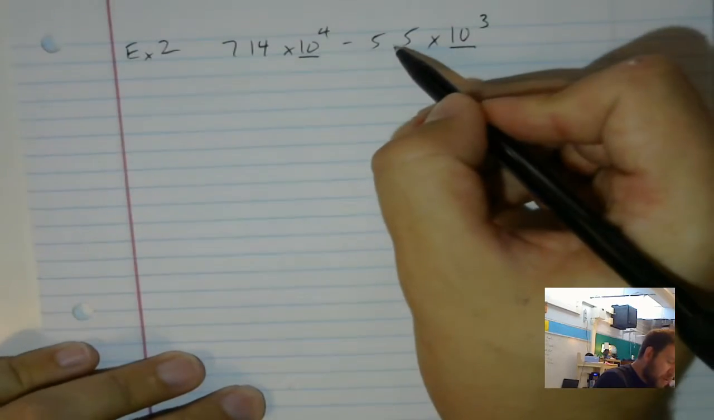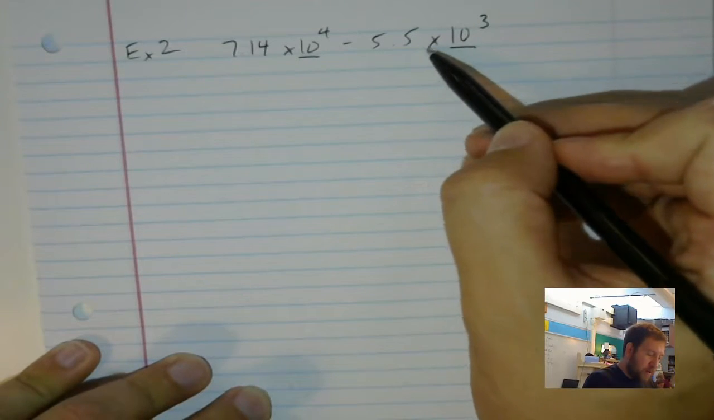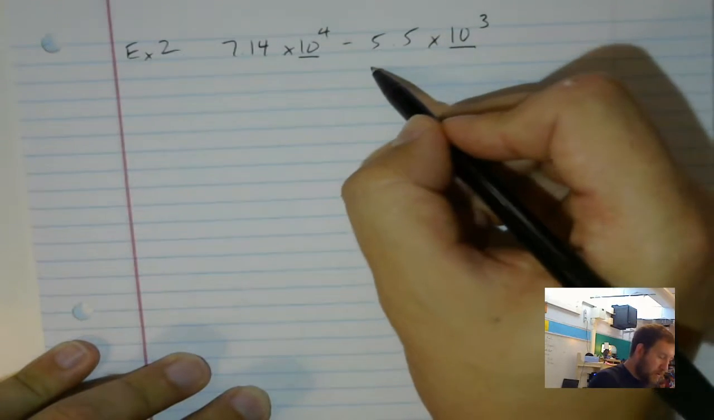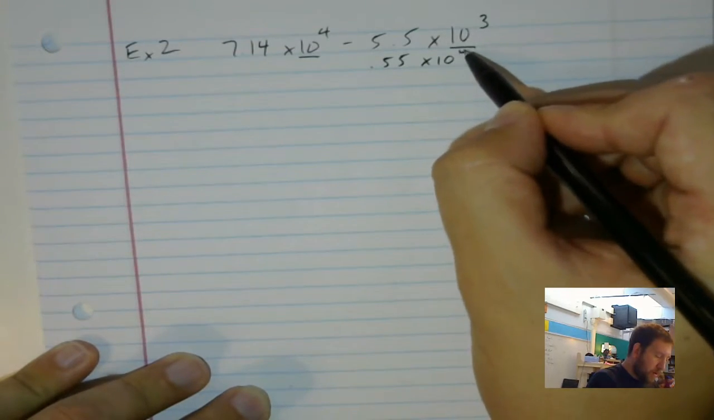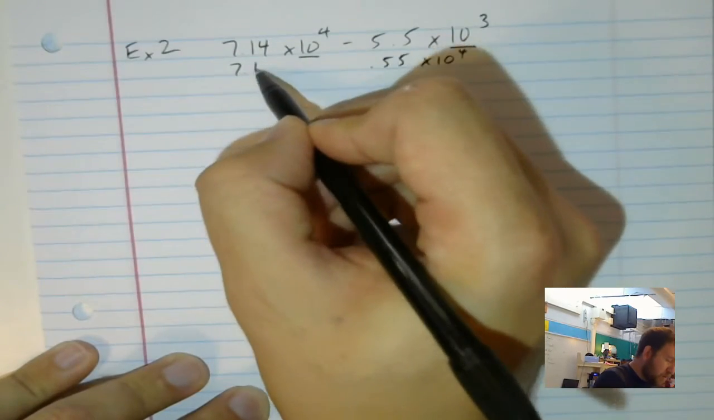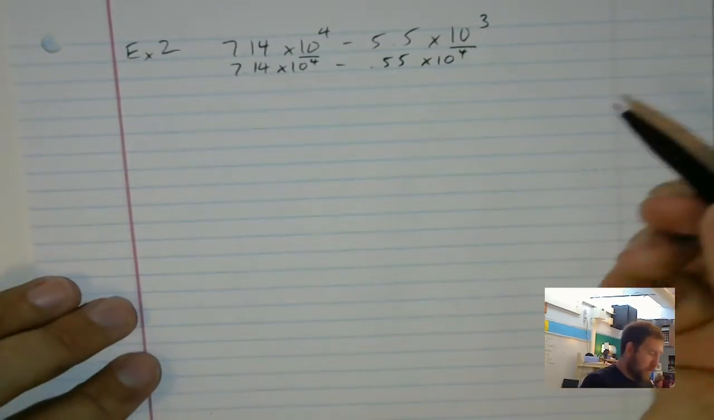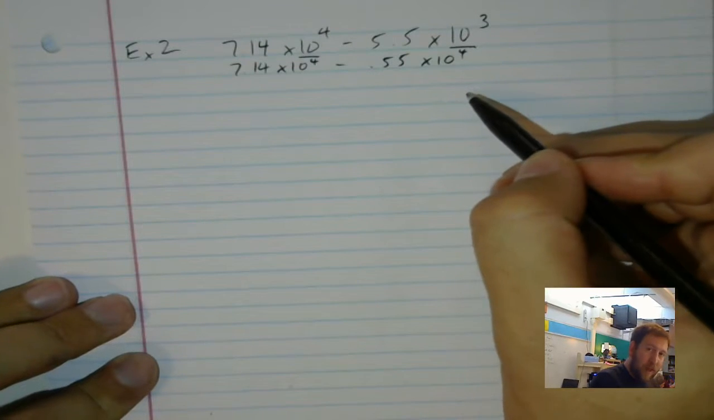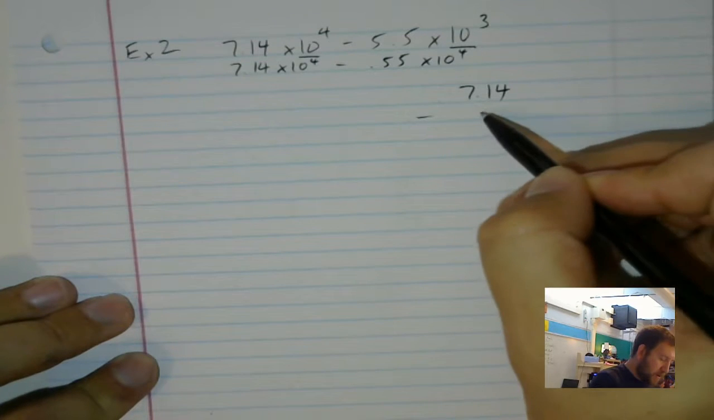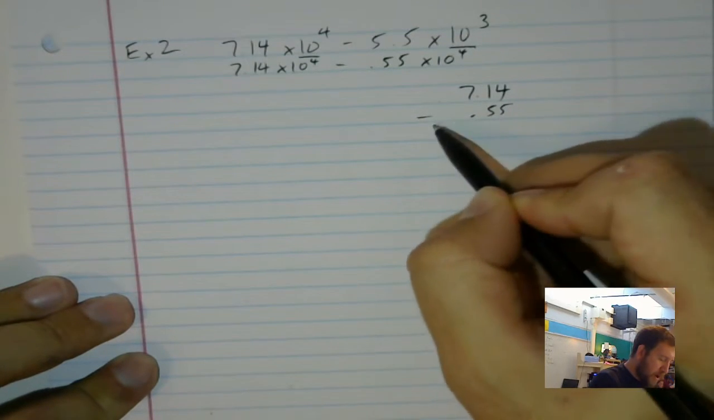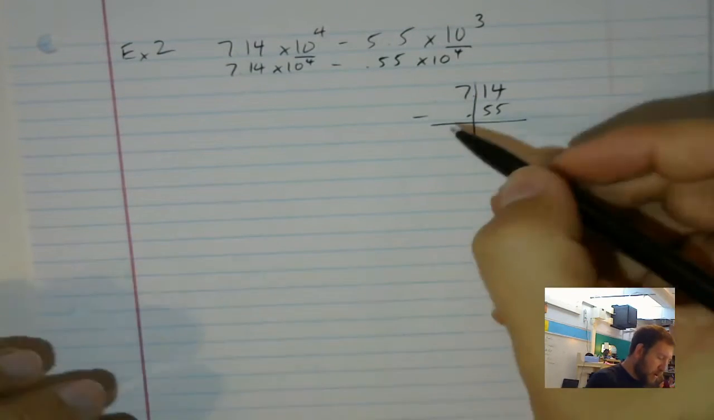So I'm going to move the decimal point one place to the left, because whenever I move it to the left, it gets bigger. Whenever I move it to the right, it gets smaller. So I'm going to do 0.55 times 10 to the 4th. So now I have 7.14 times 10 to the 4th minus 0.55. And then I can just set it up like normal, and I'm pretty much good to go. 7.14 minus 0.55. Again, my decimal points, very important to line up.